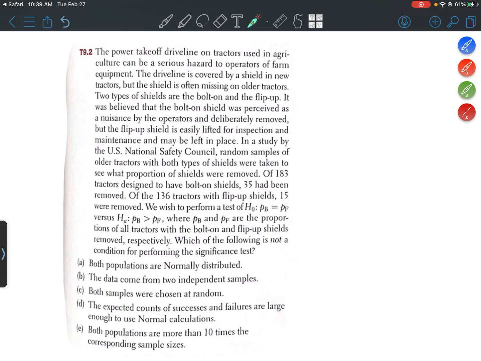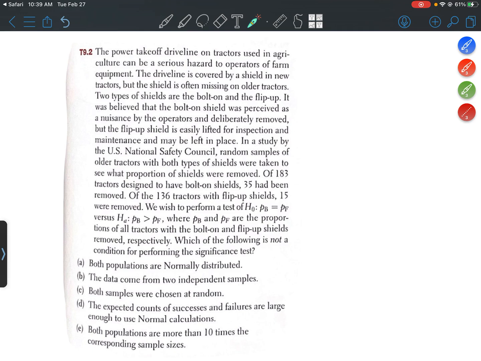T9.2. The power takeoff drive line on tractors used in agriculture can be a serious hazard to operators of farm equipment. The driveline is covered by a shield in new tractors, but the shield is often missing on older tractors. Two types of shields are the bolt-on and the flip-up. It was believed that the bolt-on shield was perceived as a nuisance by the operators and deliberately removed, but the flip-up shield is easily lifted for inspection and maintenance and may be left in place.